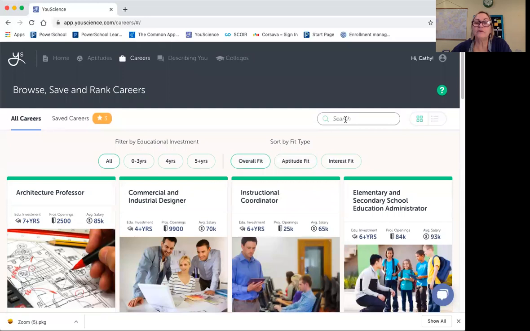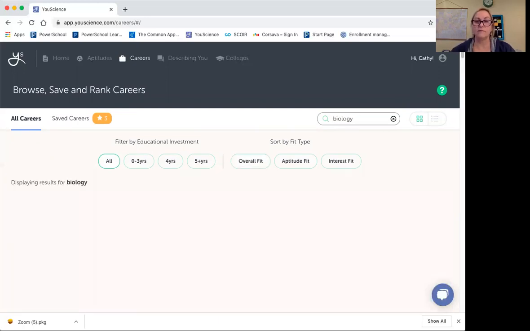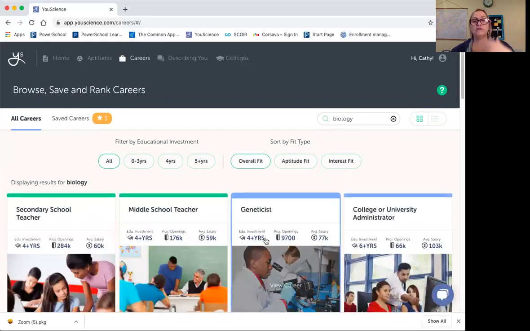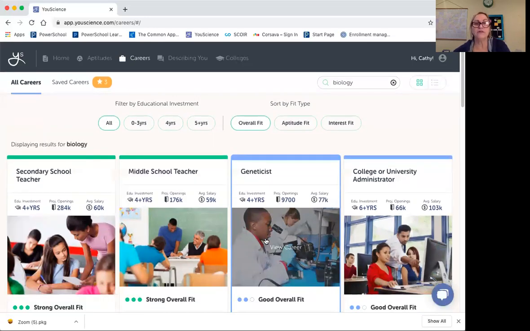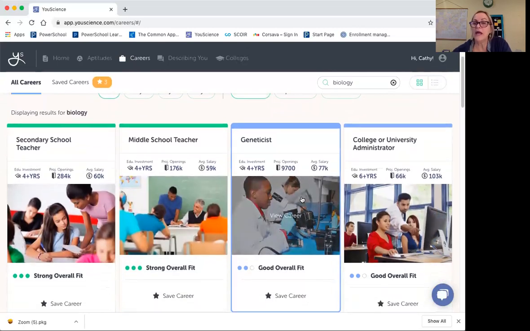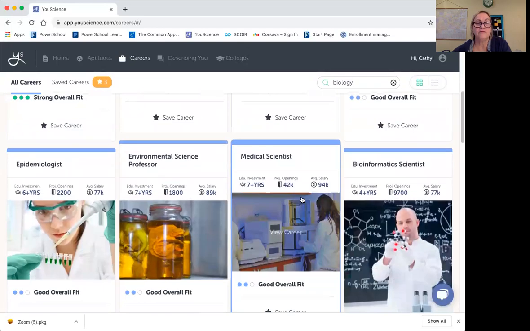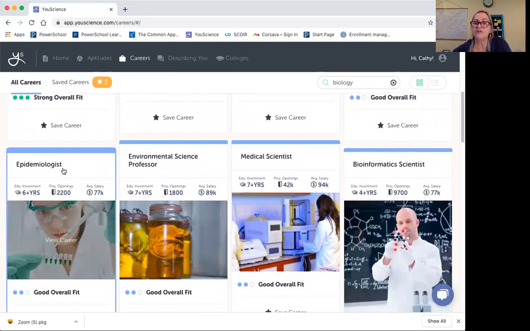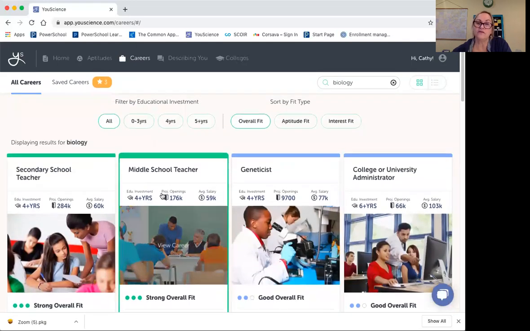You can also put something in the search engine. So let's say I've always been interested in biology. And I push overall fit. Now, again, for me, mine's boring because it's just going to say teacher always. But for me, the only two really strong biology fit jobs are as a secondary school teacher and a middle school teacher. I'd be okay as a geneticist. I'd be fine, I guess, as an epidemiologist. But those are the fits that are strongest.